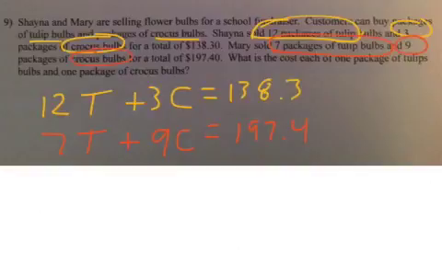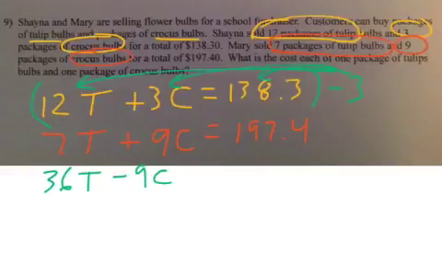Now, just getting straight to the point, what I'm going to do is simply times this one by -3. Okay, so here I go. 36T minus 9C. So 36T minus 9C equals negative 414.9. Okay, that's a 414 there, guys.